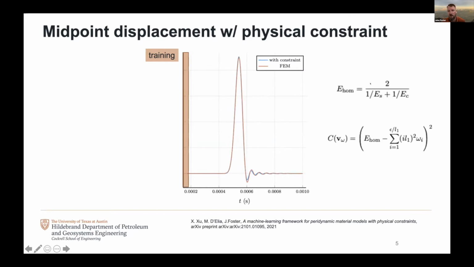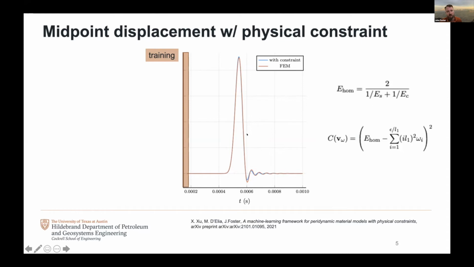So here we add a physical constraint. So we know that classical homogenization theory would give us a homogenized elastic modulus of something like this. Well, and we can basically compute this kind of averaged moduli over all of those unit cells and include that as a constraint in our objective function. So I'm not showing all the details, but if we include that as a constraint in the objective function, then all of a sudden, what was pretty good prediction before becomes a much better prediction now.